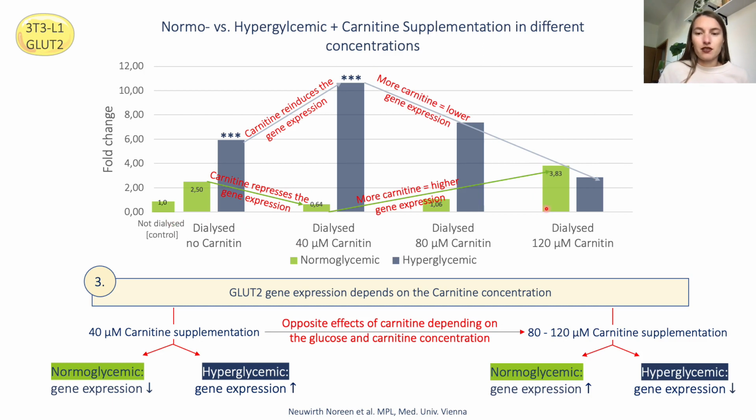Under normoglycemic conditions, we observe total, distinct, and opposite effects of carnitine supplementation. Physiological carnitine supplementation represses the GLUT2 gene expression, whereas higher carnitine concentrations lead to an increase of the gene expression.